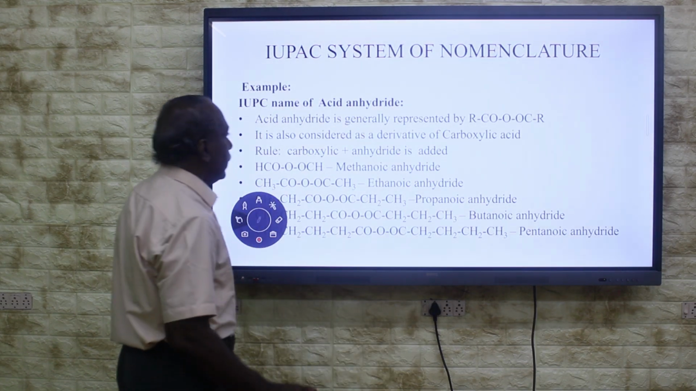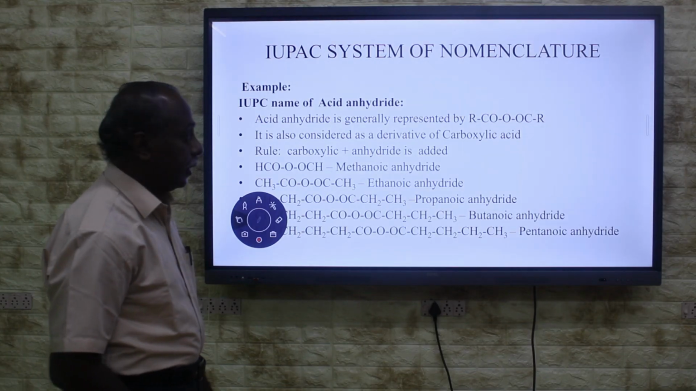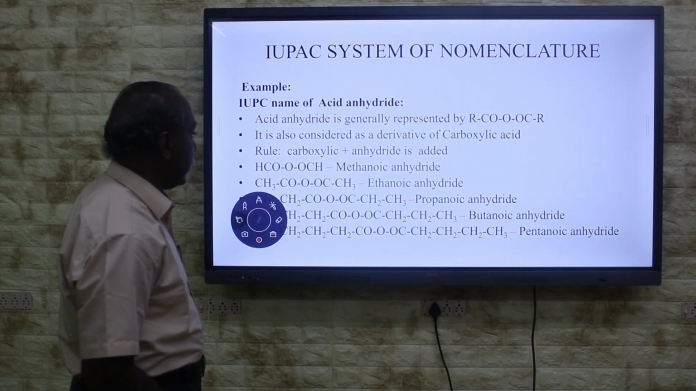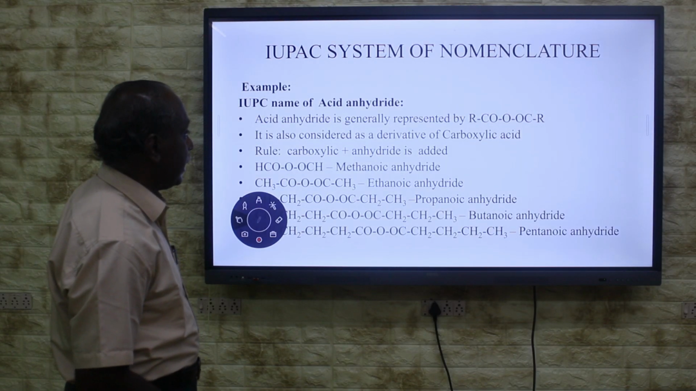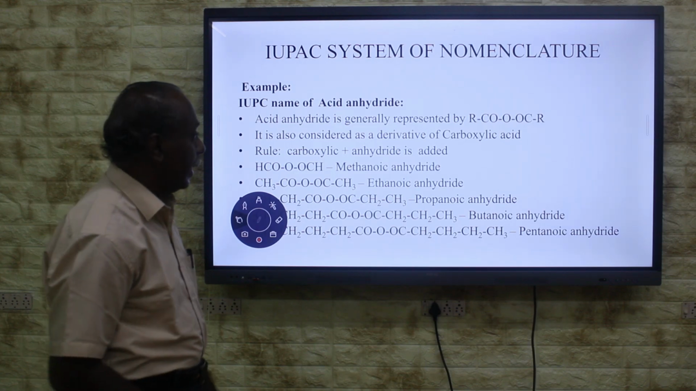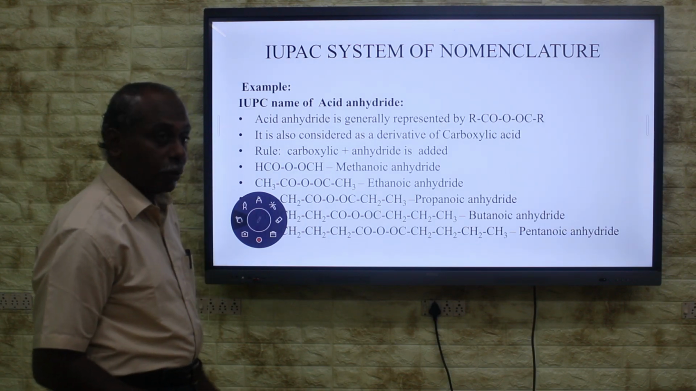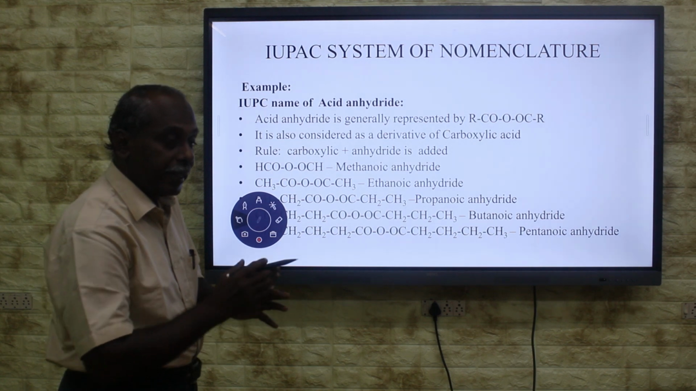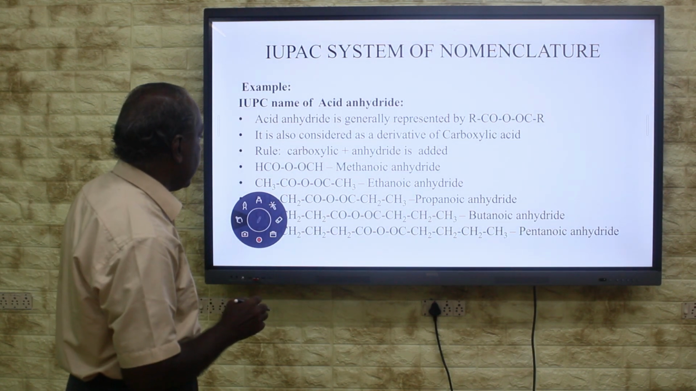On to the next example, acid anhydride. It is also a derivative of carboxylic acid. The rule is carboxylic acid anhydride: in the name of the carboxylic acid, the word acid is removed and you add anhydride.